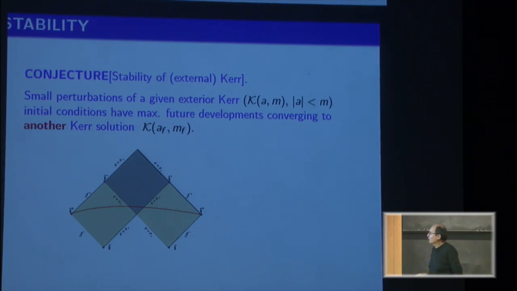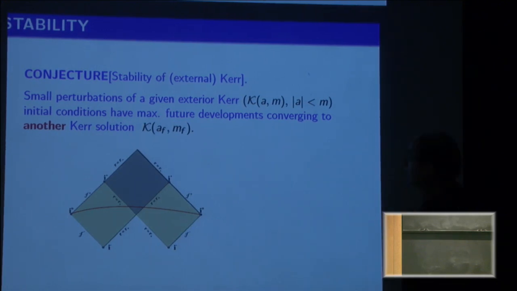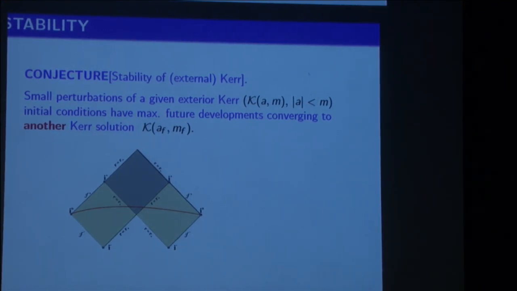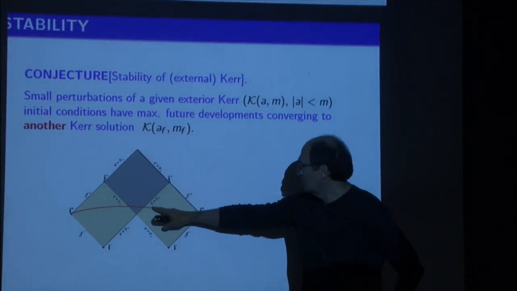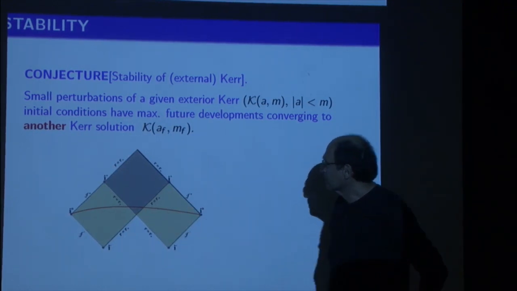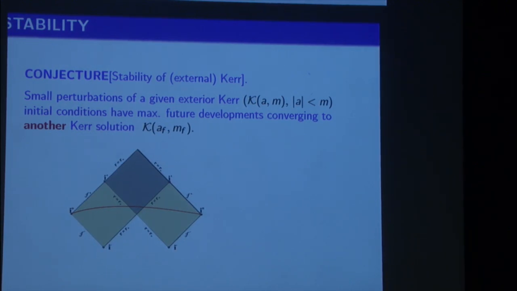So again, the conjecture that we discussed last time. This is a general conjecture on the stability of Kerr, namely that you have a small perturbation of a given Kerr. And of course, you are interested only in the exterior part, which is this one here. If you take a perturbation of the Kerr solution on such a space-like hypersurface, you would converge to another Kerr solution, which will have parameters a_final and M_final.